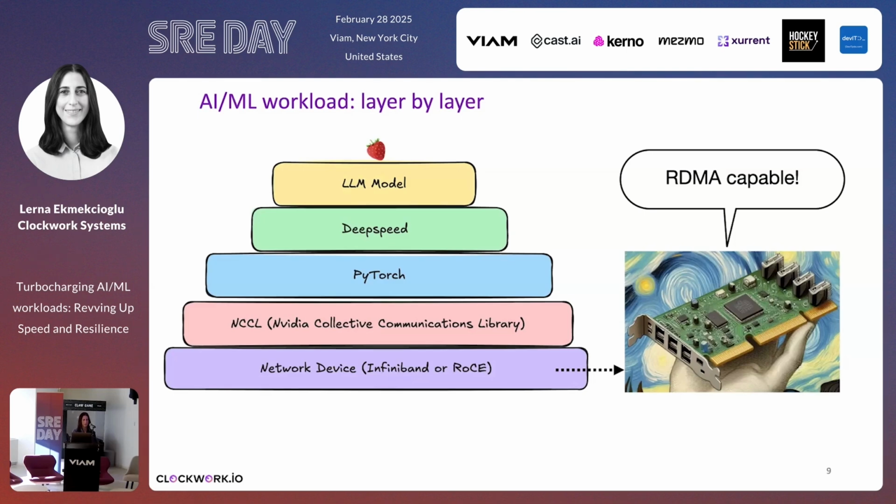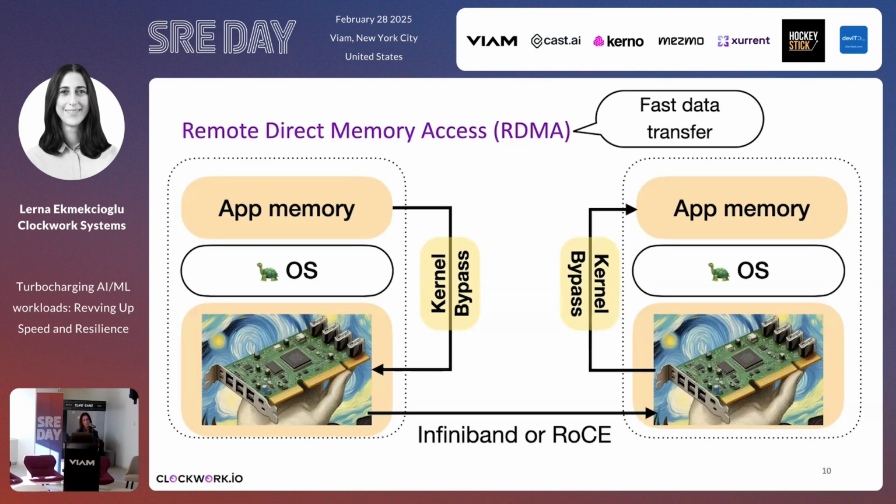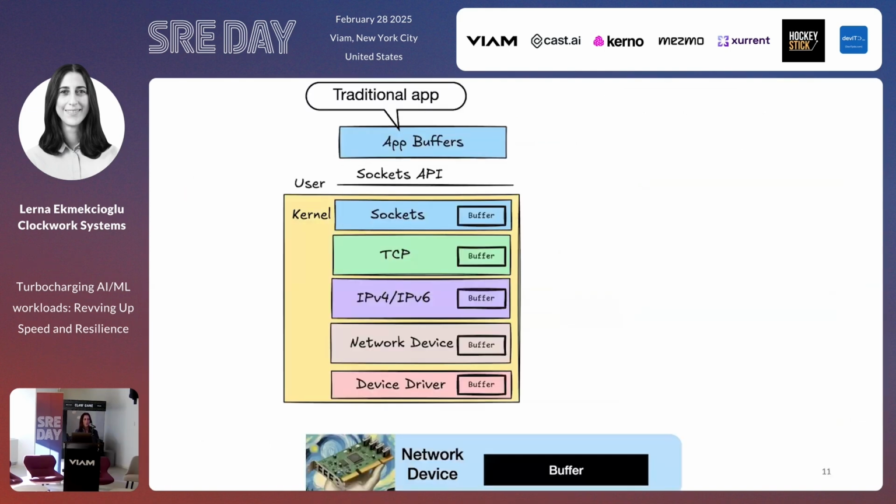It should be RDMA capable. Remote direct memory access is a key feature for fast data transfer between two nodes. You go from one node to another node's memory directly, bypassing the kernel. In a traditional app, you would use the Sockets API, and you would go through the networking stack of the operating system in the sender and the receiver. And this tends to be slow because you're using a lot of CPU processing time, CPU cycles.